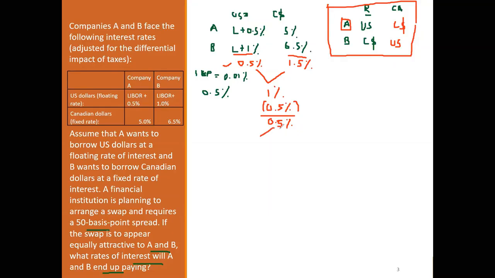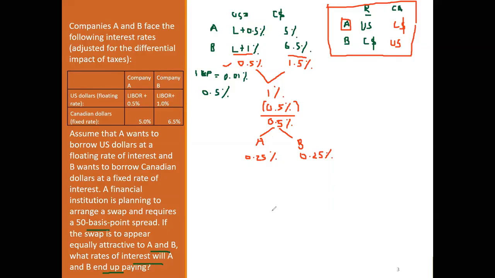So we want to make this equally attractive to both A and B. That means we have to equally divide this 0.5% among A and B. So that is 0.25% benefit that should go to A, and 0.25% benefit that should go to B.